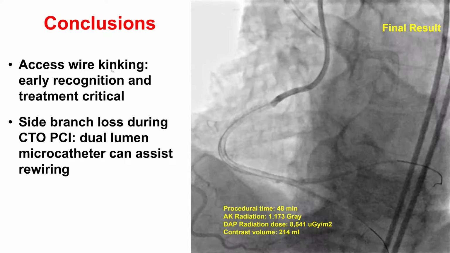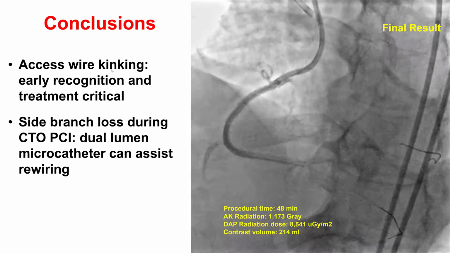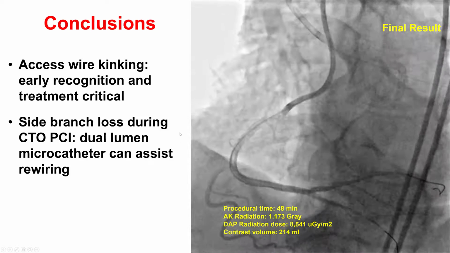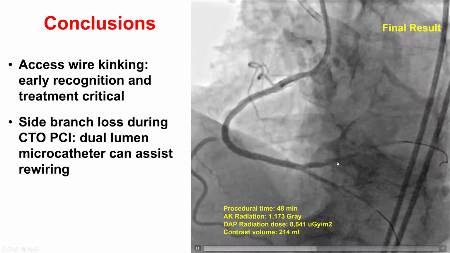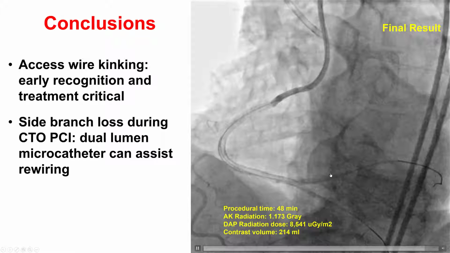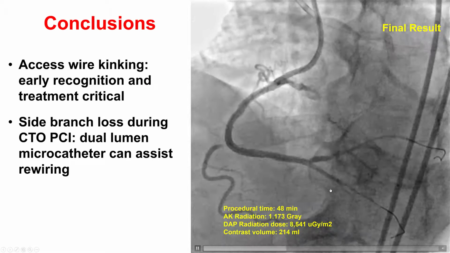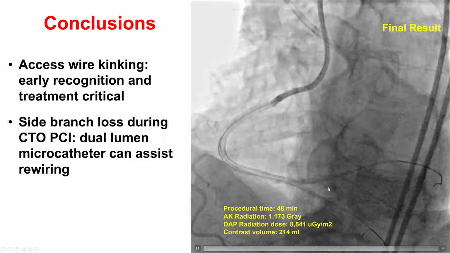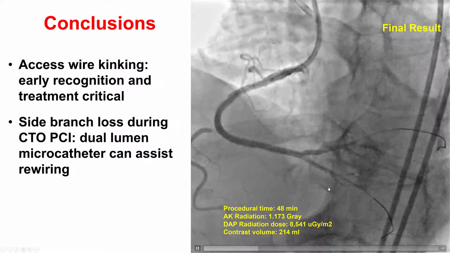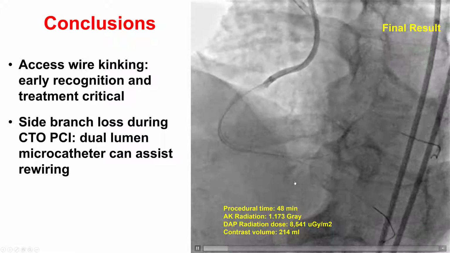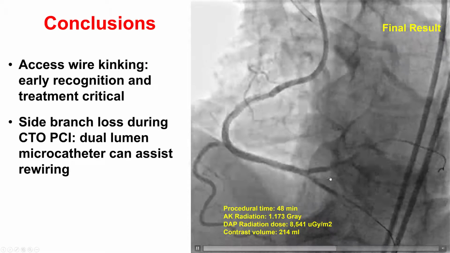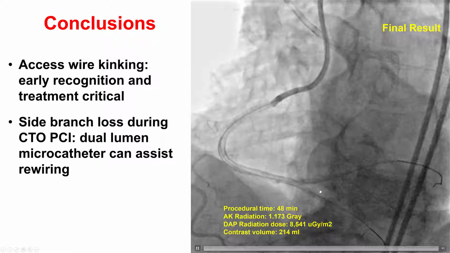The second point of the case is what to do in case of losing a major side branch. In this case, this PLV was a really large branch. So maintaining flow in both vessels is critical, both for acute but also for long-term patency and minimizing restenosis and improving relief of symptoms. And this can be facilitated by using a dual-lumen microcatheter over the guide wire that has crossed into the distal true lumen.